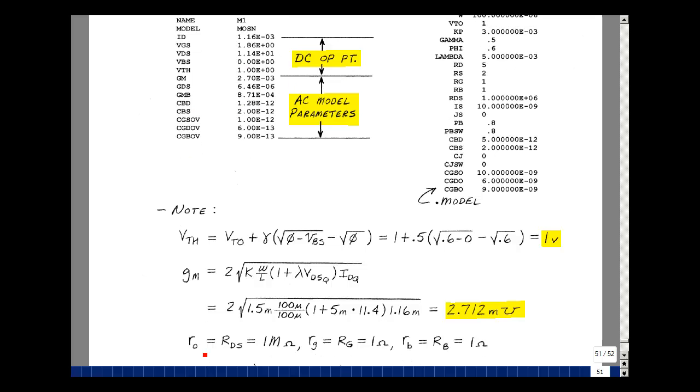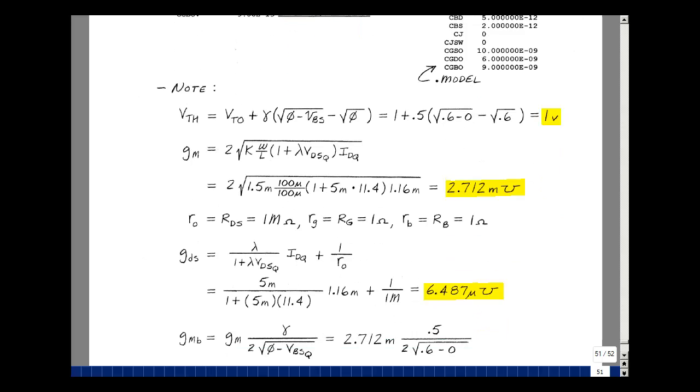Our value for R0 is the value of RDS, and that was specified as 1 megohm. I purposely put that in to show that it does show up in the model. I don't think you really need this because lambda will tilt the curves, but this is in the model for some reason, so you can specify it, and it will have an effect. R sub G over here is 1 ohm, and R sub B is also 1 ohm.